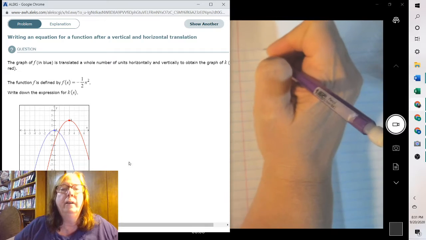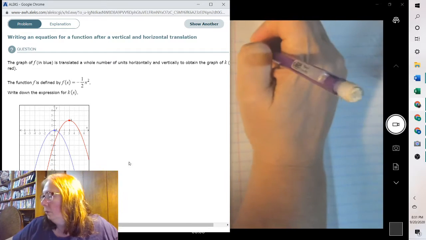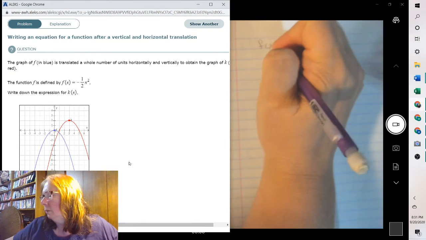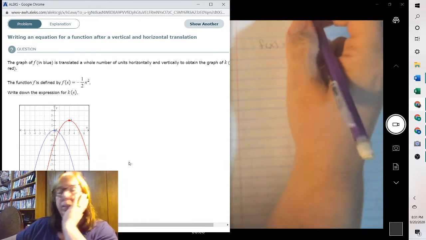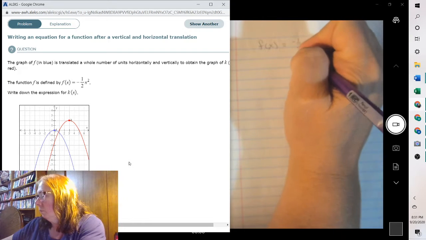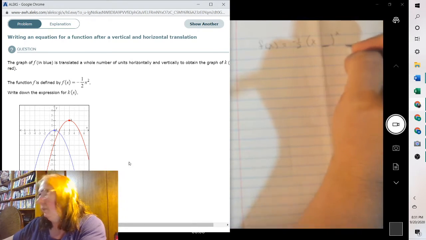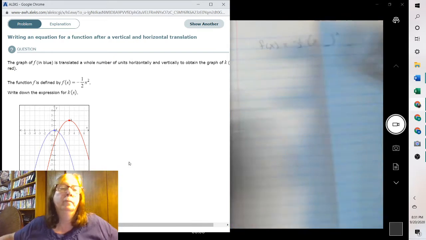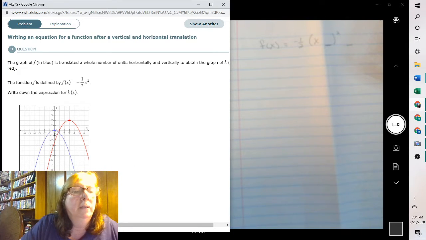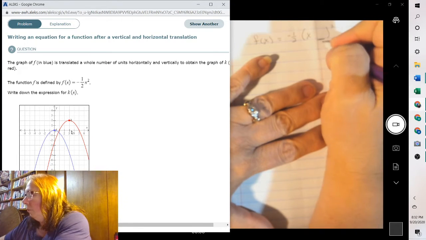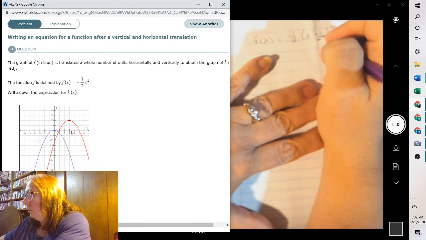So we know the graph is f of x equals -1/2. So we need to see if we need to put something here and here. Now notice that we are moving 1, 2, 3 to the right. So we moved right 3. That would be opposite sign, so -3.